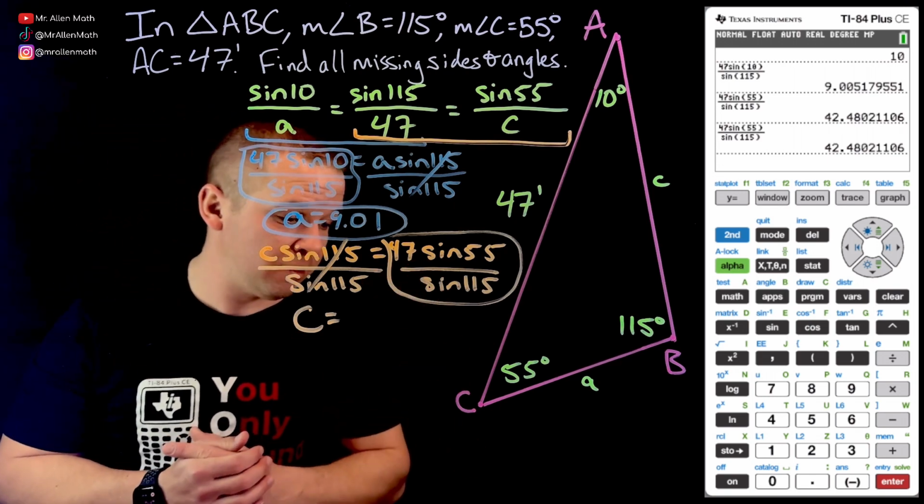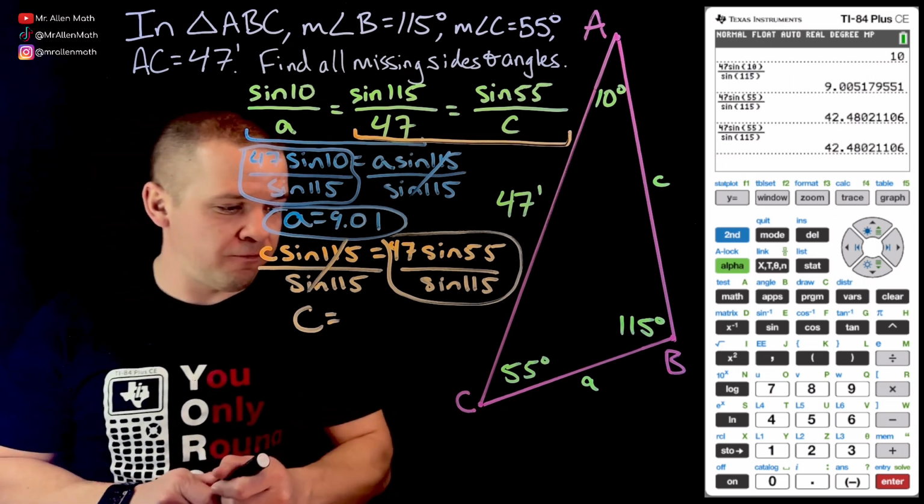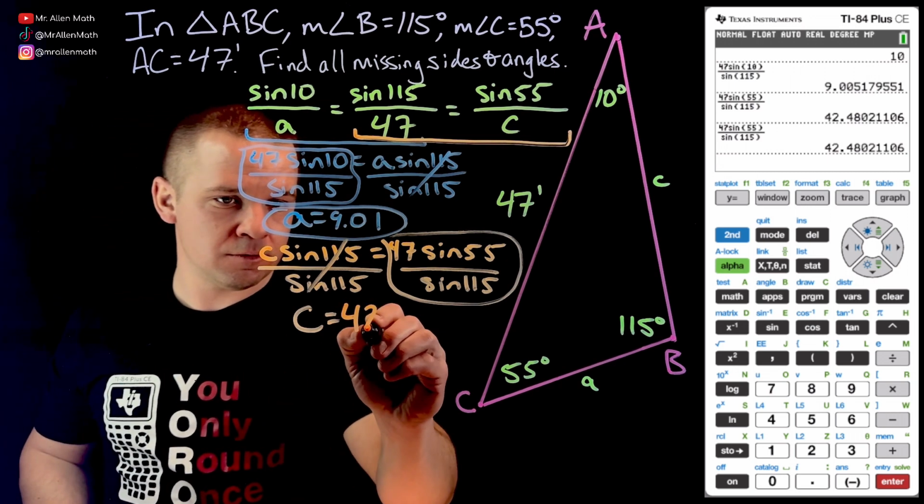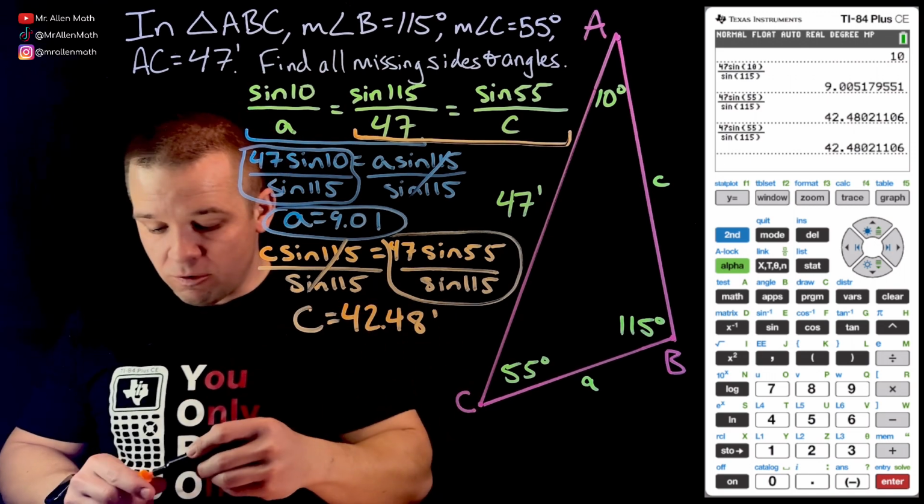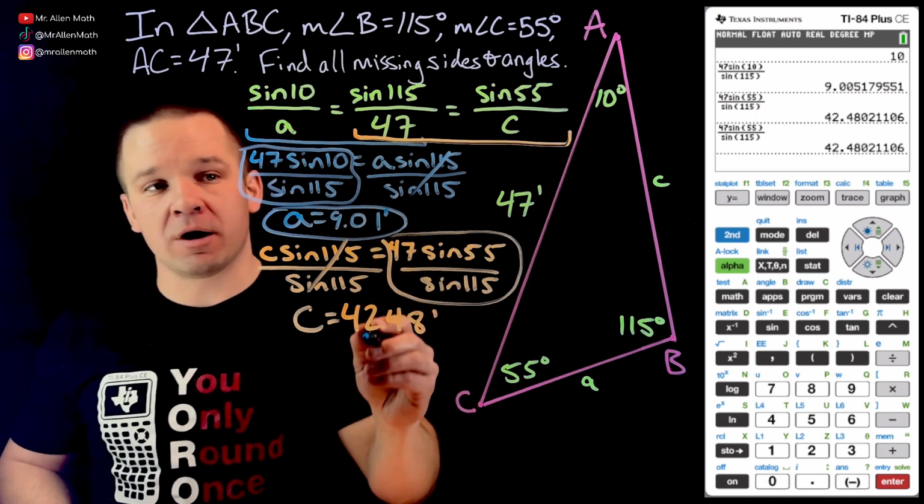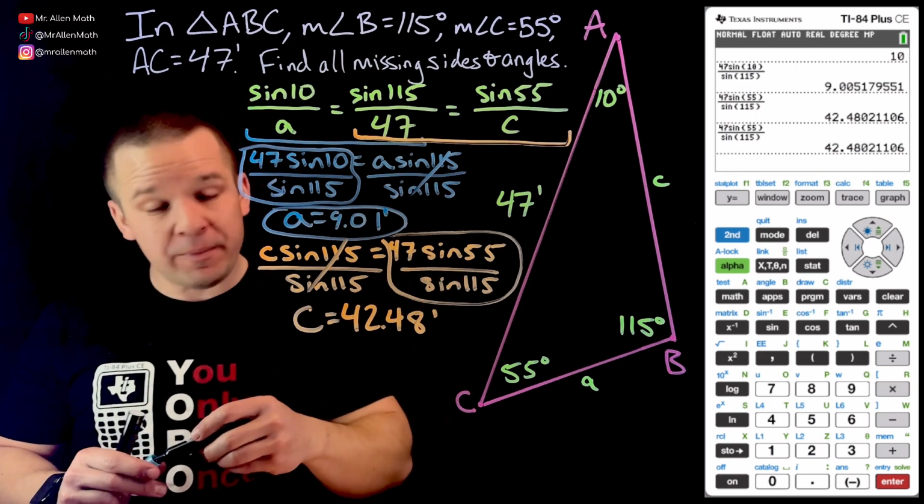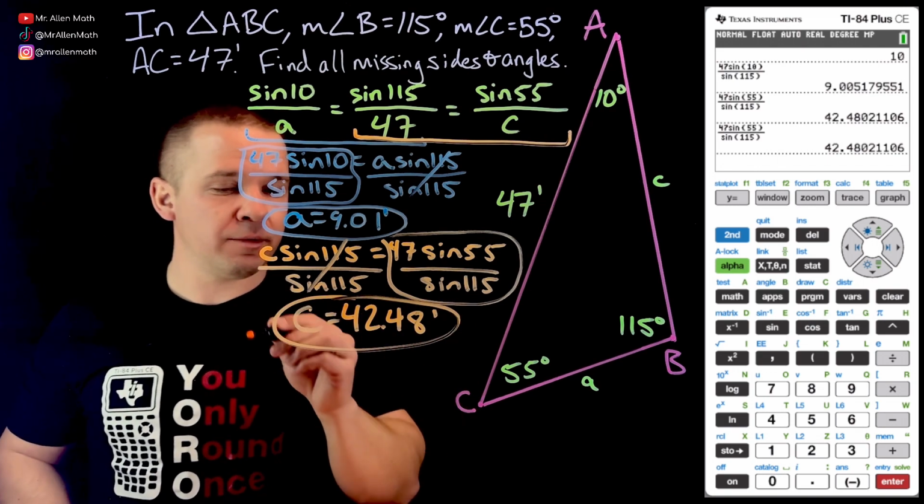And holy guacamole, we got 42.48, so 42.48 feet. Ooh, I forgot my feet on that one. One tick mark means feet. Two tick marks means inches. All right. There we go.